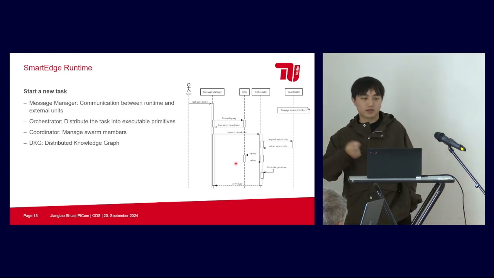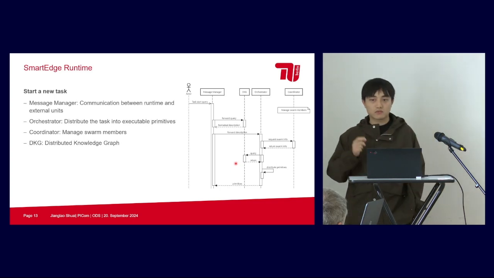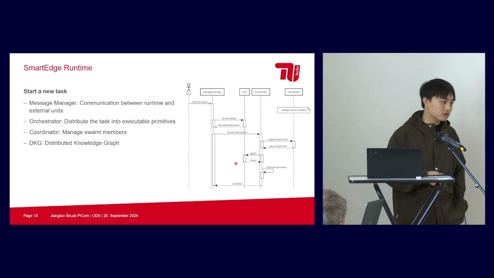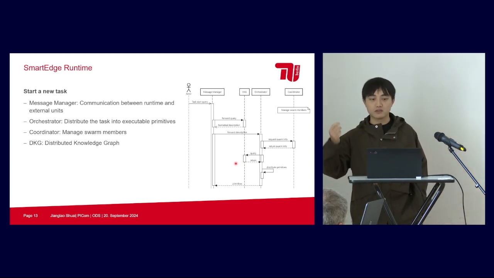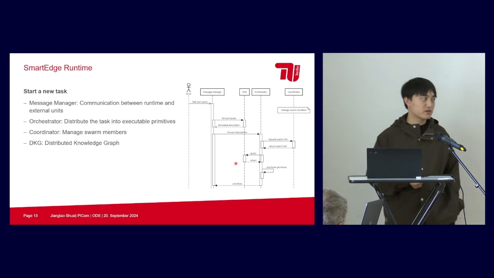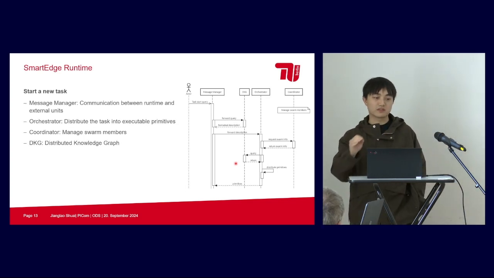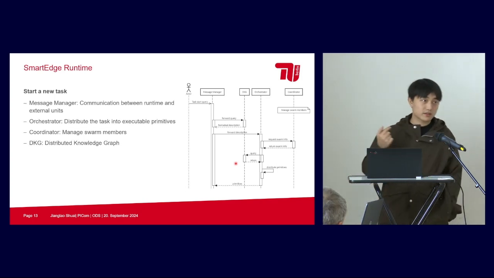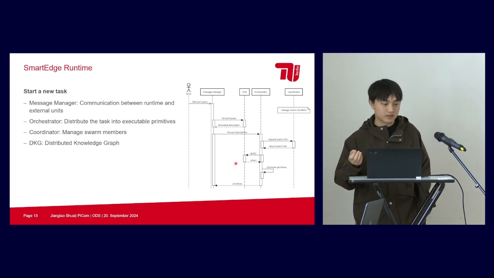Imagine you have a very huge task, like, let's say, detect one red car along the whole road. On the whole road, you have maybe 18 cameras with maybe 10 edge devices. Then you need to assign this big task to each small device to do different things. This will be done by the orchestrator. The orchestrator will distribute this into executable primitive tasks.